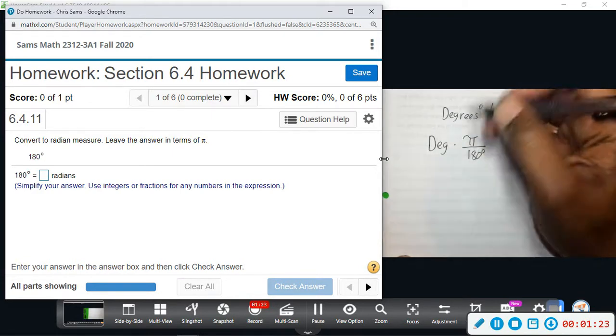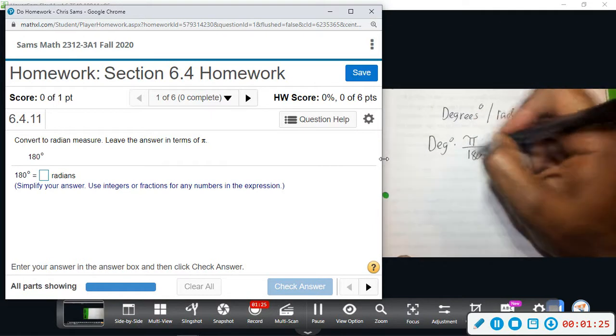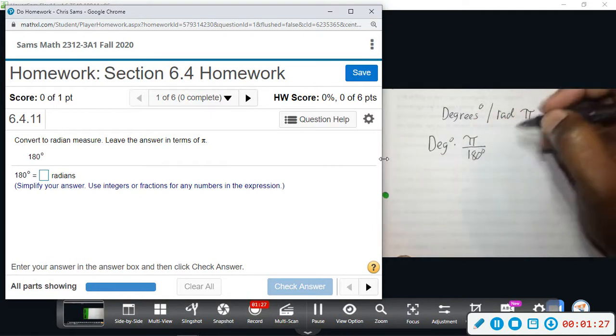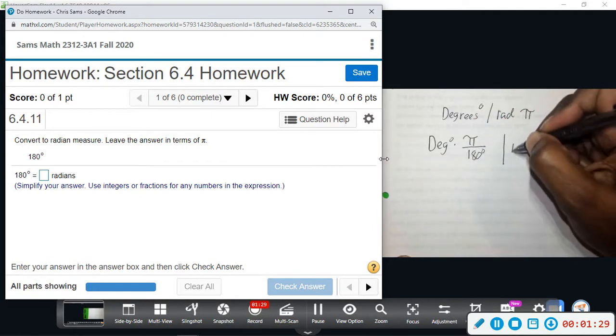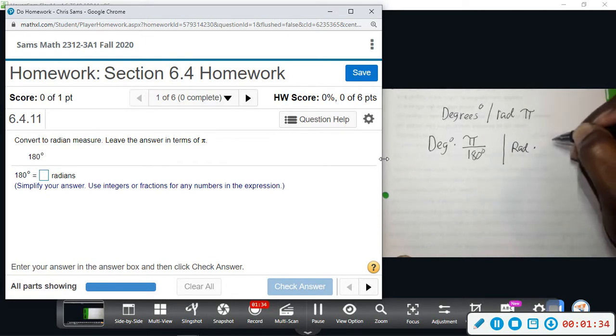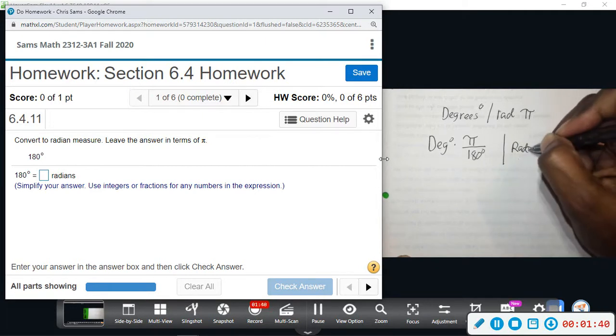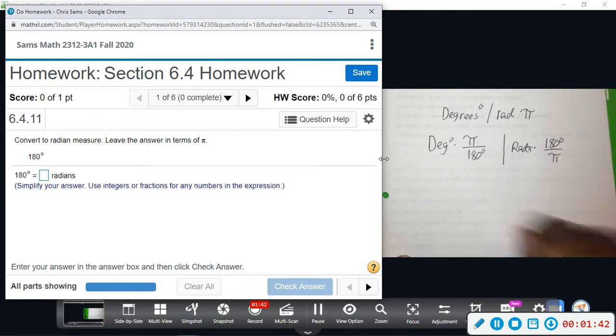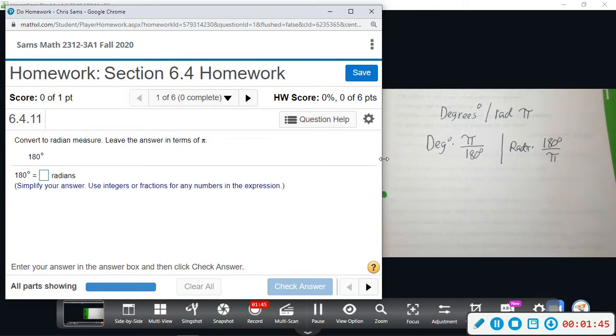Okay, and so degrees will divide out, and you'll be left with terms of pi. And if you're going from radians to degrees, you're going to multiply the radian measure times 180 degrees on top divided by pi. So the pi units will divide out, and you'll be left with some measure in terms of degrees. That's all we're going to do.